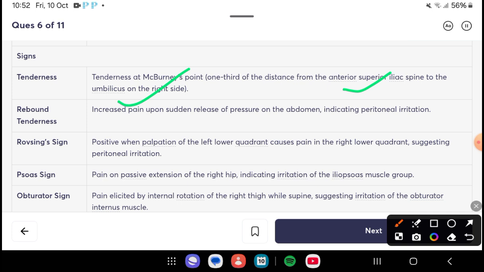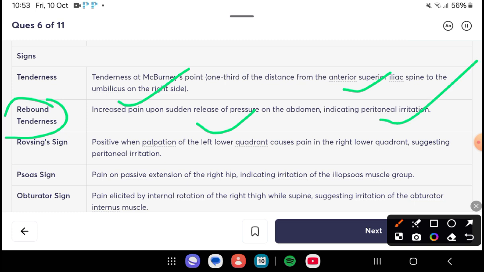And a patient with appendicitis experiences tenderness. But what type of tenderness? Rebound tenderness. We can get confused about rebound tenderness. Rebound tenderness means increased pain on sudden release of pressure on the abdomen, which indicates peritoneal irritation.